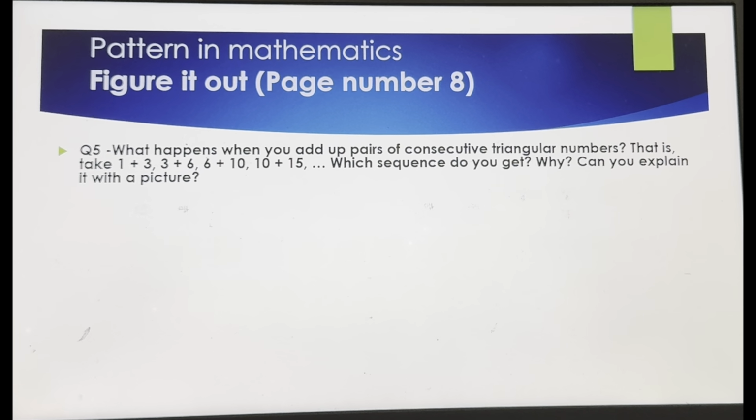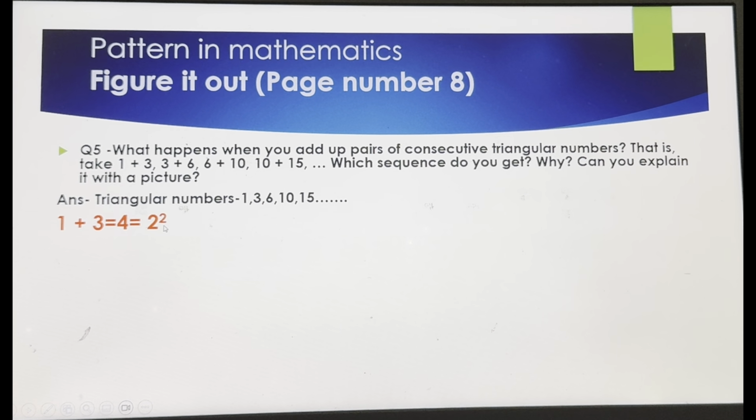Question number 5. What happens when you add up pairs of consecutive triangular numbers? That is 1 plus 3, 3 plus 6, 6 plus 10, 10 plus 15. Which sequence do you get and why do you get it? So let us see. Now triangular numbers 1, 3, 6, 10, 15. It is written consecutive triangular numbers. So consecutive means one after the other. So 1 plus 3. So that will give you 4.